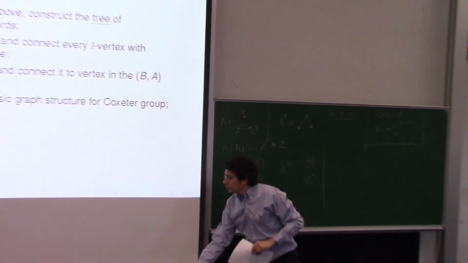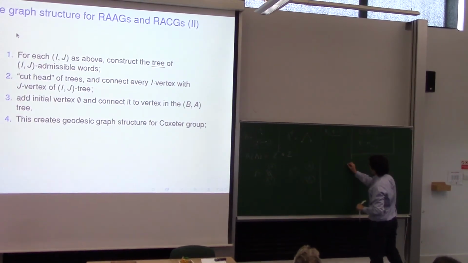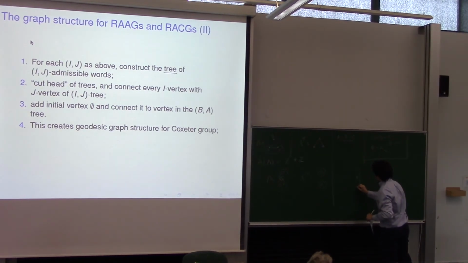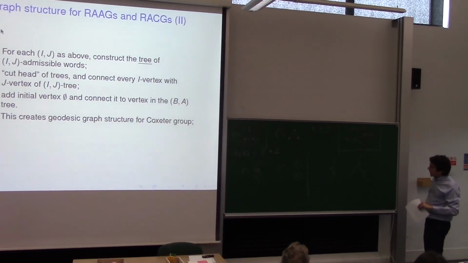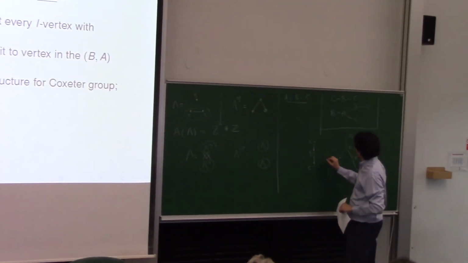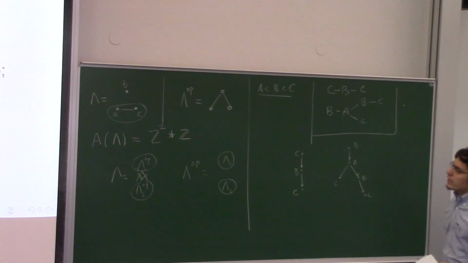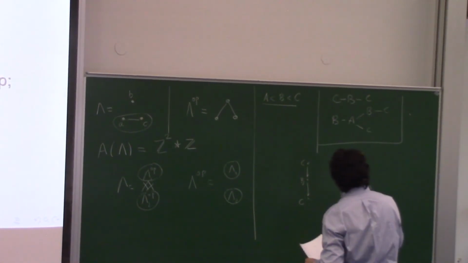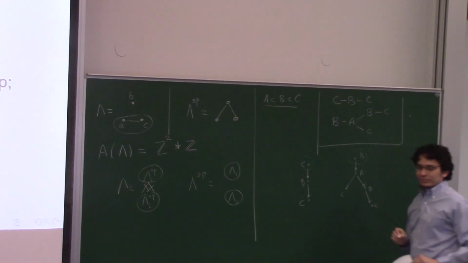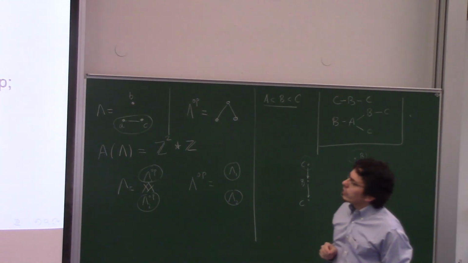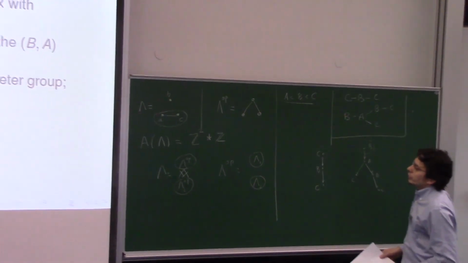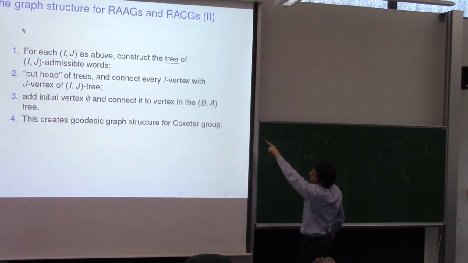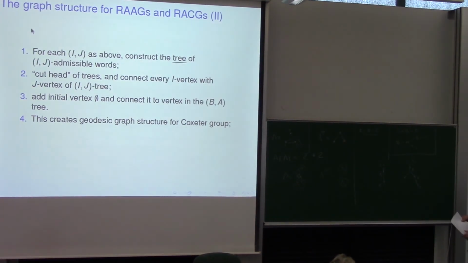Let me say how to do it. Basically you put these trees: you have C, B, C, and you have B, A, C, and B, A, B, C. And then you connect these trees. The way you connect them is the following: first of all, you cut the head of the tree, so these elements you kind of forget. Then whenever you have a pair of elements which are not adjacent and decreasing, you connect every I vertex with the J vertex of the IJ tree.